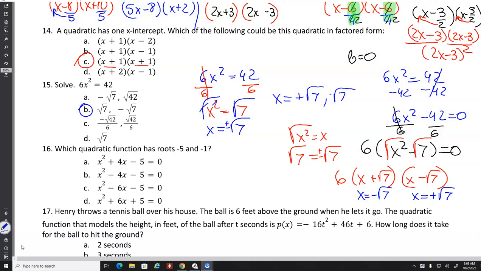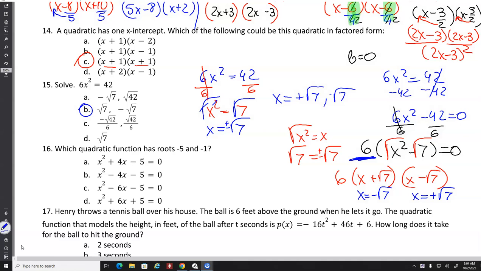So again, you take the greatest common factor out first, and then we square root. We can't make a square root of 7 of anything. The square root of 7 does not simplify any further, so it just stays in the factor form as the square root of 7. Okay? All right. And then question 16, very quick.